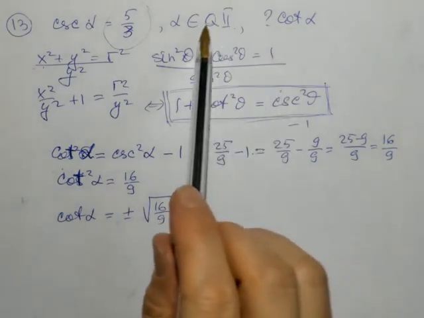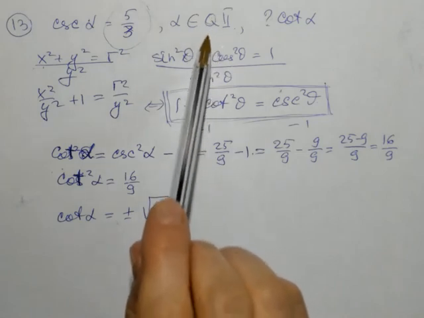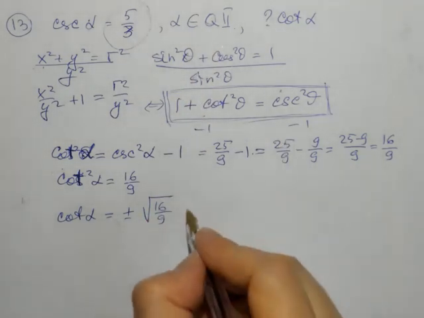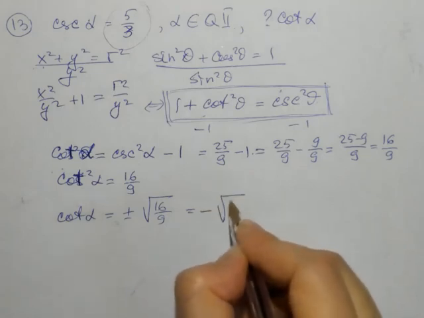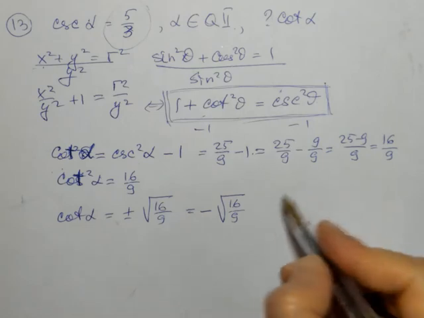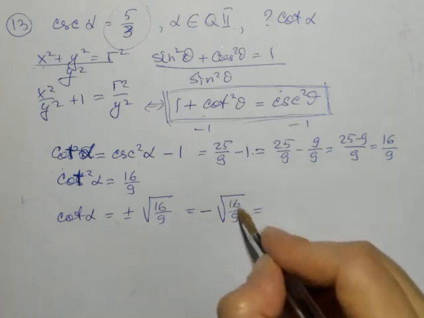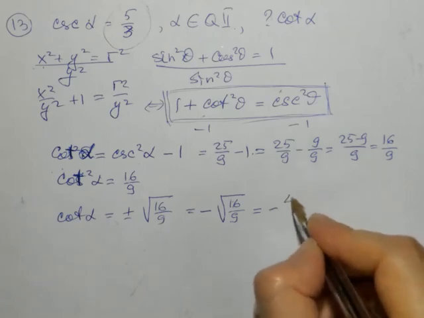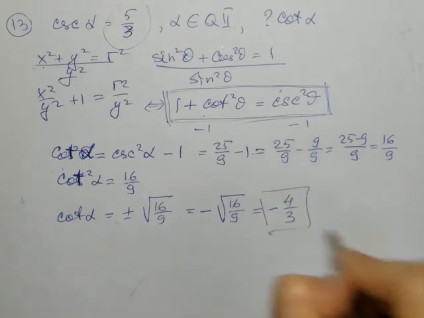We are in quadrant 4. Cotangent in the fourth quadrant is negative. So we choose negative square root of 16 over 9. In this example, we can simplify it, take the square root of 16 and the square root of 9, not always so. So negative 4 over 3 is the value of cotangent.